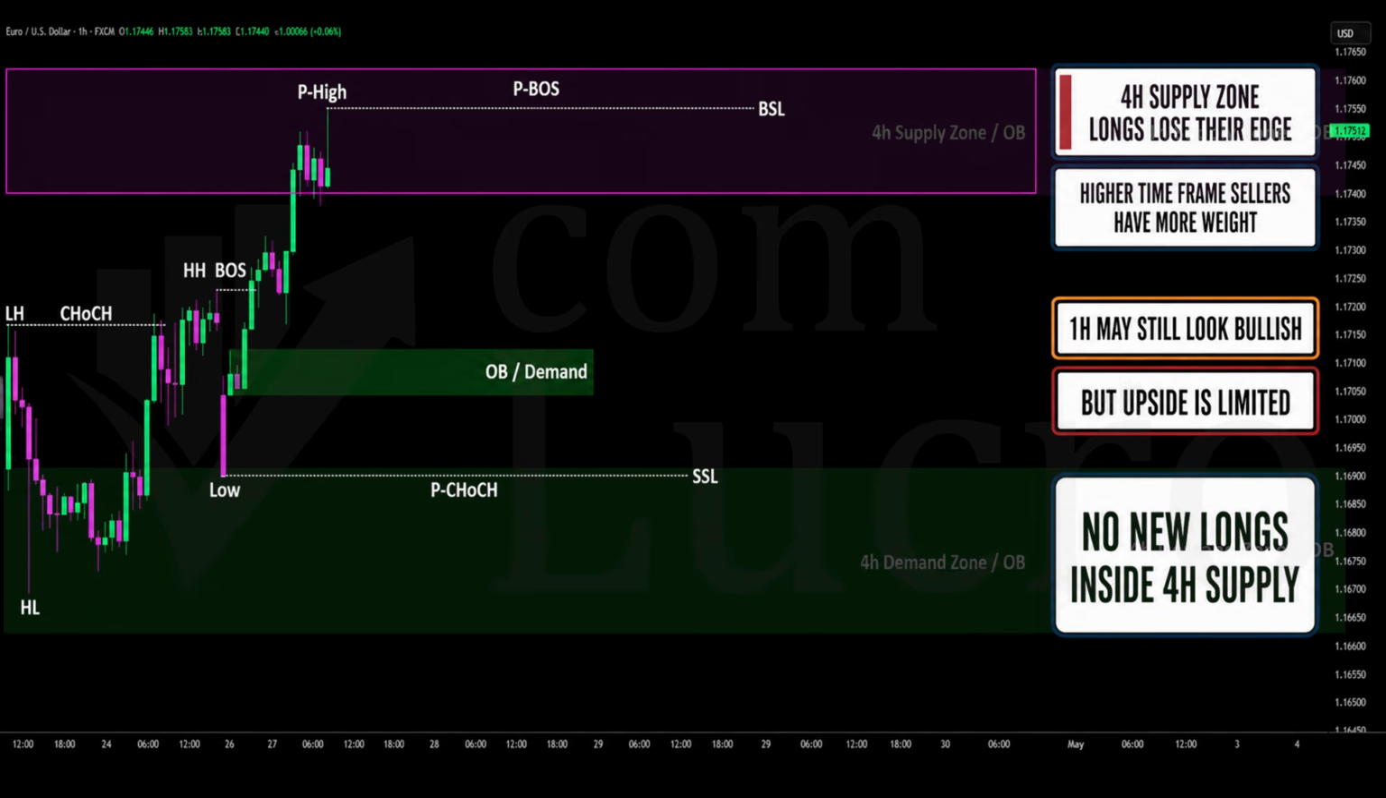This happens because the sellers operating on the higher time frame have far greater influence over price movement than the buyers operating only on the 1-hour chart. In other words, even if the 1-hour structure still appears bullish for a short period of time, the market is now approaching a region where higher time frame participants may begin defending positions and pushing price lower.